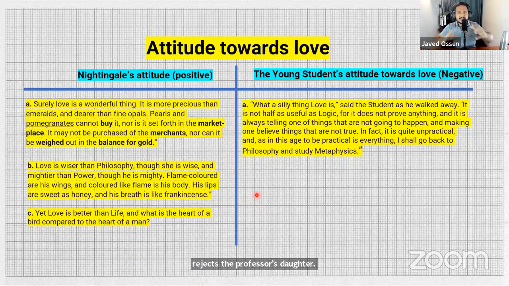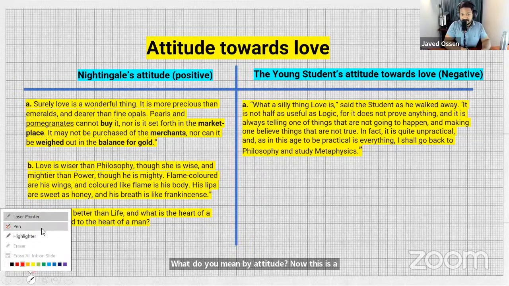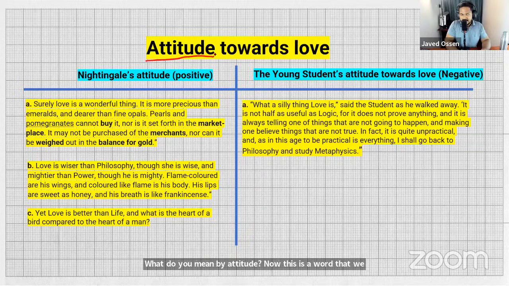So there are different attitudes towards love. What do you mean by attitude? Now, this is a word that we find a lot in our syllabus. For example, in poetry, they might ask you, what is the attitude of the poet? What is the tone of the poet? Attitude means emotion. Emotion that you show, attitude.